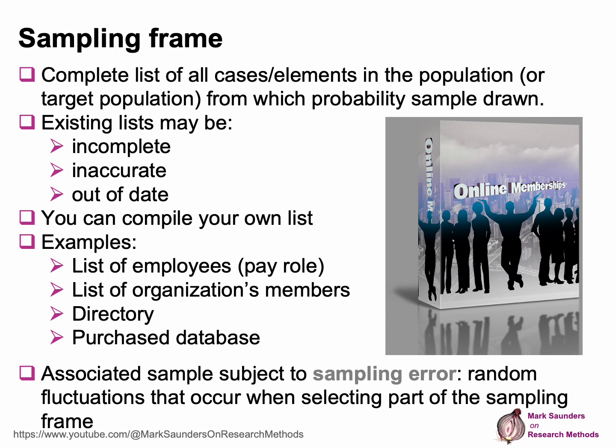Associated with our sample is this idea of sampling error. This relates to the random fluctuations that occur when selecting part of the sampling frame. In effect we have our entire sampling frame and we select part of it which becomes our sample, and this is associated with random fluctuations which give us our sampling error.